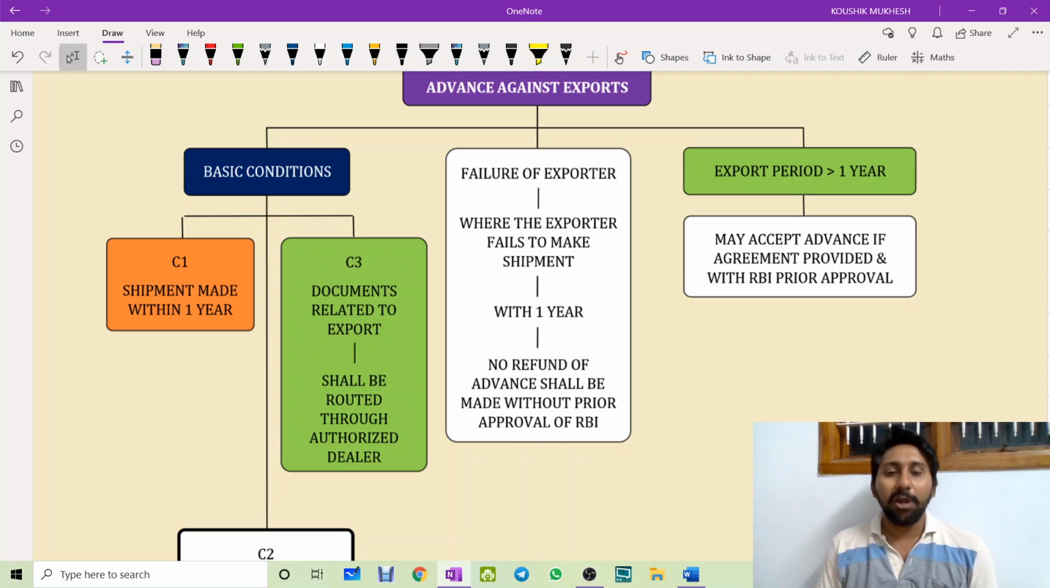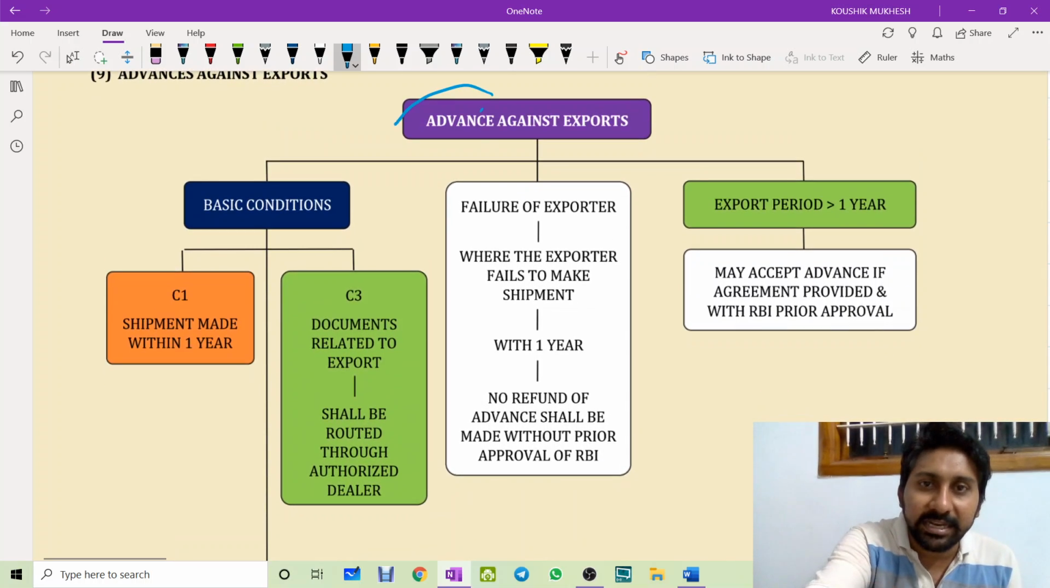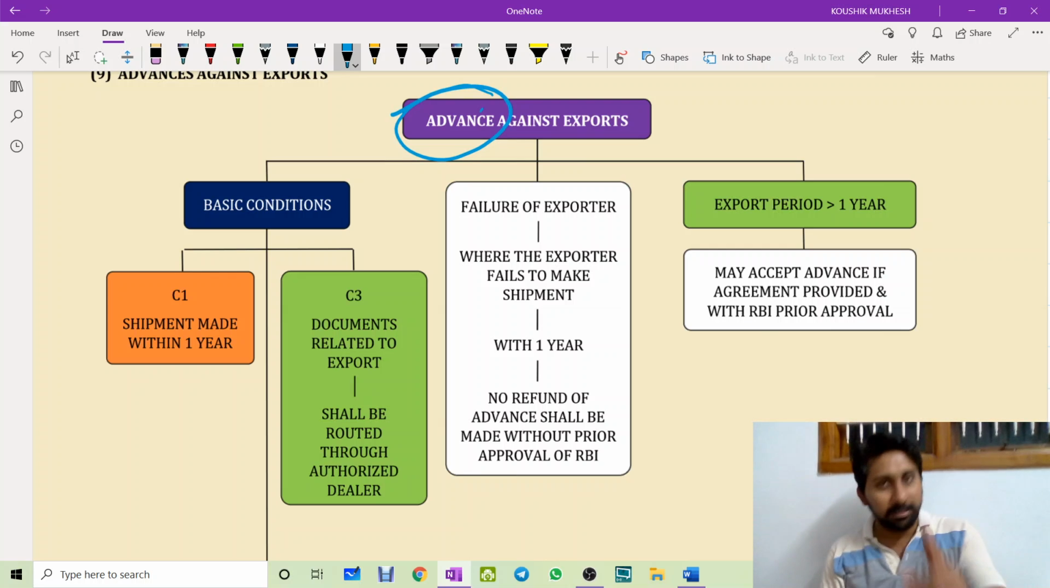Yes or no? Now two scenarios will come. Scenario number one, if I send goods to you, you send me back, then what is my situation? I will be at a risk or not? To counter that risk, Indian exporters can take an advance. That is the point number one.